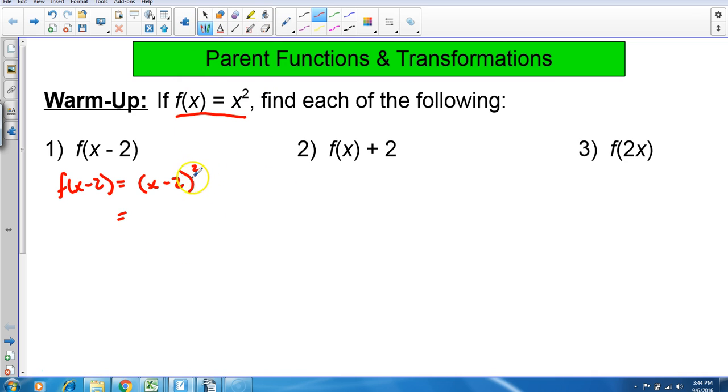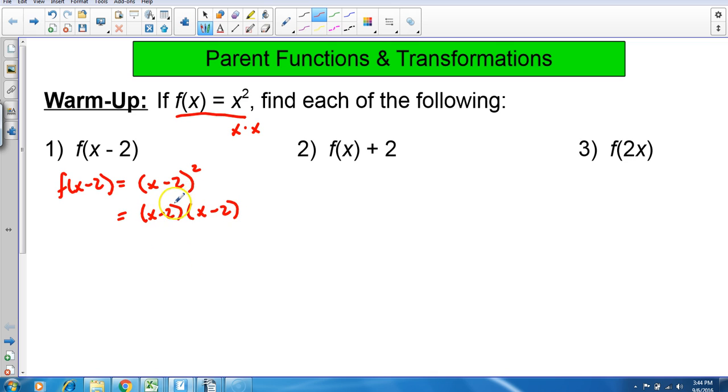So what does this mean? Well, this means I've got 2 of these multiplied together. Just like x squared is the same as x times x, whatever's inside the parentheses, whatever's being raised to that exponent, I've got 2 of those being multiplied together. So I've got the quantity x minus 2 times the quantity x minus 2.